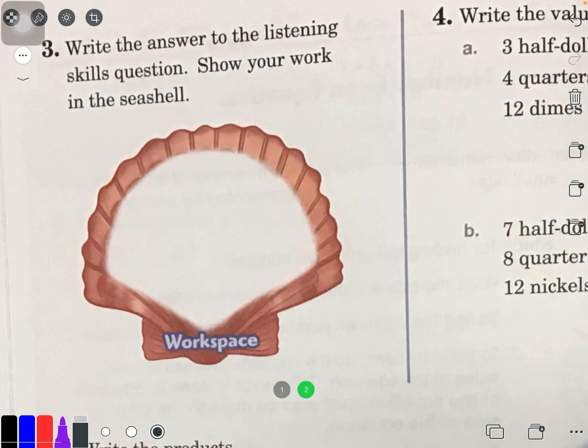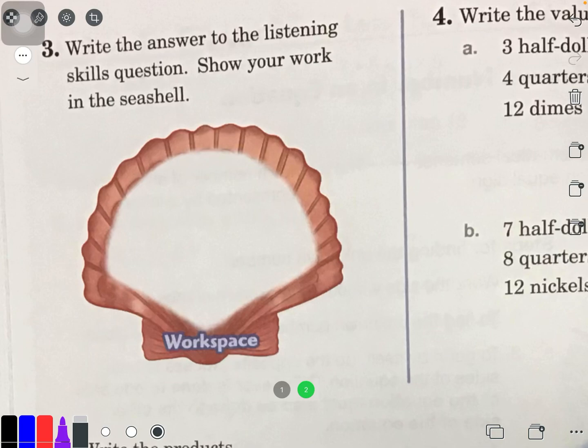I am going to read a story to you, and you've got to show your work in the seashell. All right? This is some listening skills. Ready for the story? On their walk along the shore, Dad picked up 12 shells. Isabel picked up 5, and Mom picked up 3. How many shells did they pick up altogether?